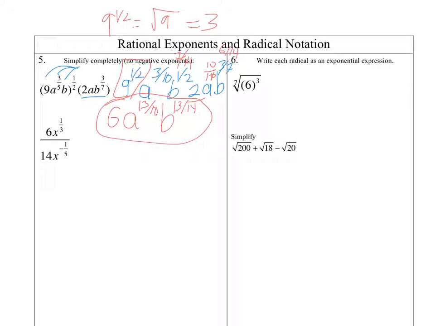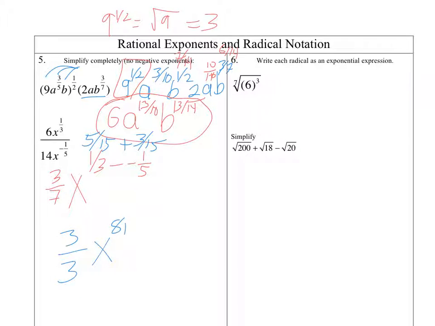For the second part, I'm going to deal with my numbers first. 6 over 14 is going to end up being 3/7. x to the 1/3 over x to the negative 1/5. I'm going to write that 1/3 minus negative 1/5. I'm going to convert that to a common denominator. So that would be 5/15 minus minus is really plus, and 3/15. That's going to be 3/7 x. 5 plus 3 is 8 over 15.